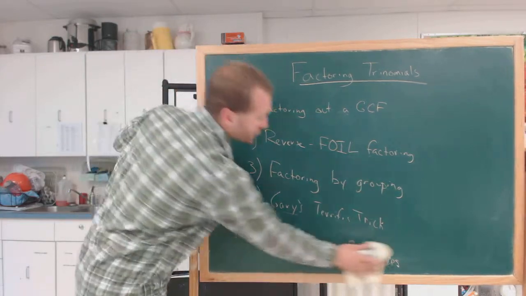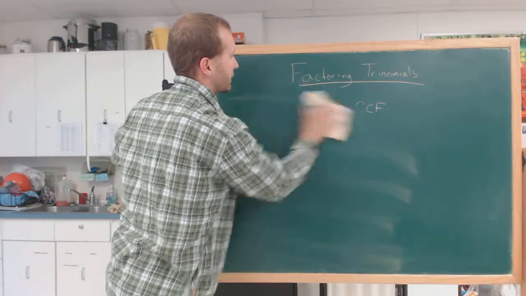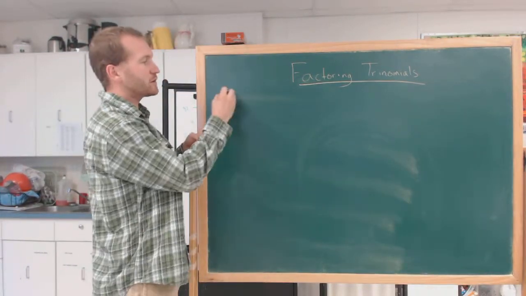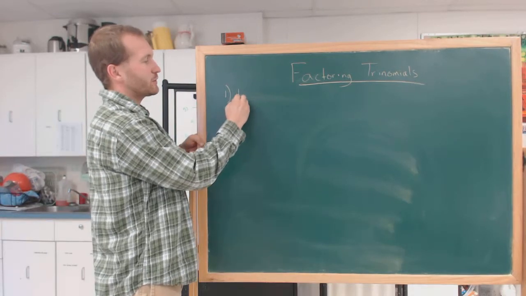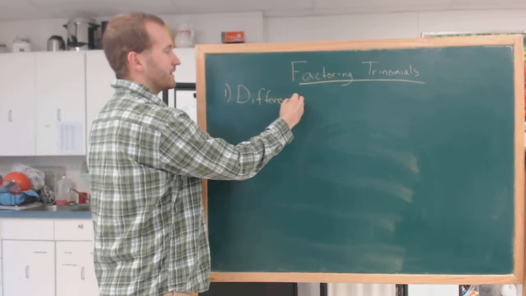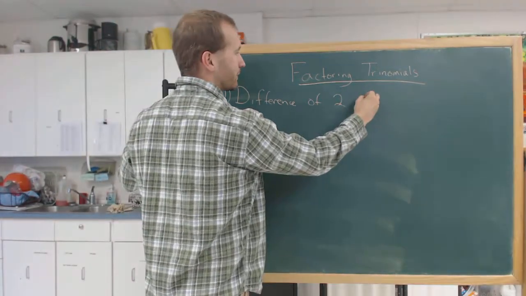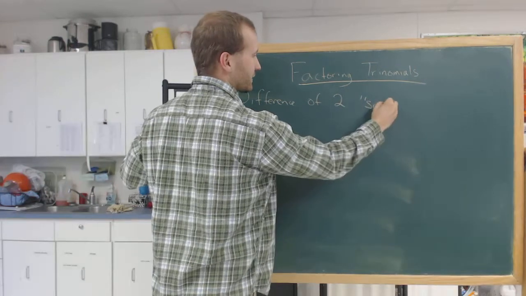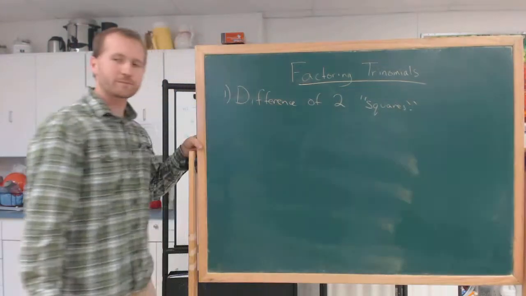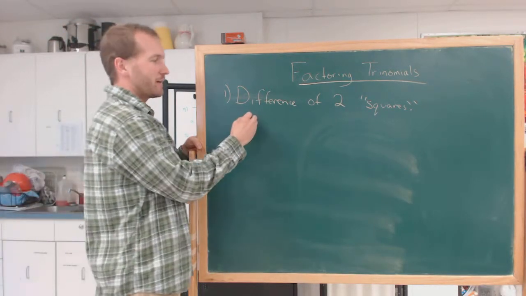So let's talk about a few additional tricks with factoring. The first one I want to talk about is sort of like the difference of two squares. We're going to call it the difference of two squared. So I'll show you what I mean by this.